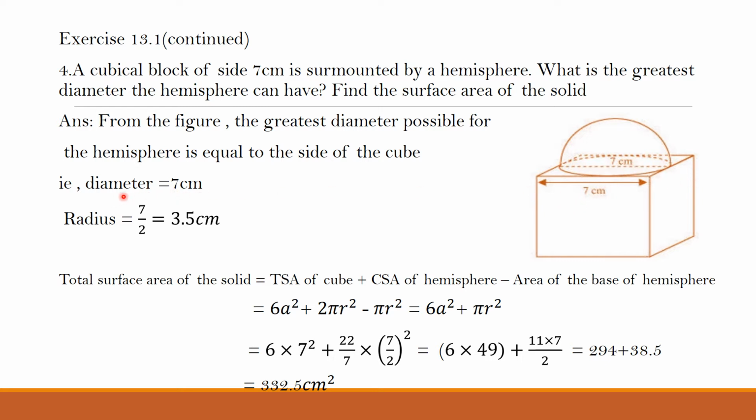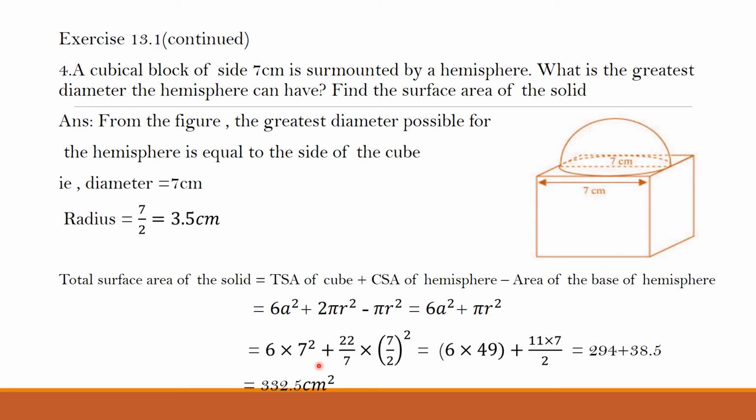And we can say diameter of the hemisphere will be 7 cm and radius is equal to 7 by 2, which is equal to 3.5 cm. To find the total surface area of the solid, it will be total surface area of the cube plus CSA of the hemisphere minus area of the base of the hemisphere. TSA of the cube, we know it is 6a square. CSA of the hemisphere is 2 pi r square and area of the base of the hemisphere is pi r square. So finally we can write it as 6a square plus pi r square.